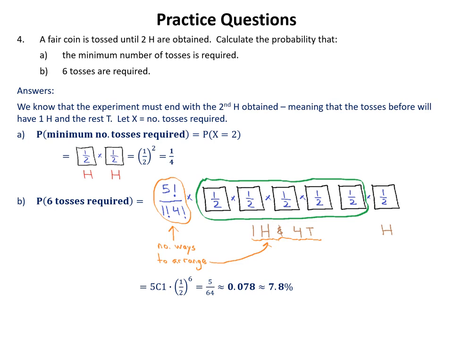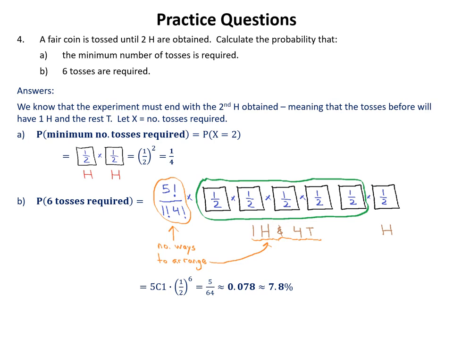So we know that this experiment must end with the second head obtained. In other words, we'll toss the coin until we get the second head. And what that means is that the tosses before that last toss, which will certainly be a head, all the tosses before that one will have to have exactly 1 head, no more, no less, with the rest, if there are any, being tails.